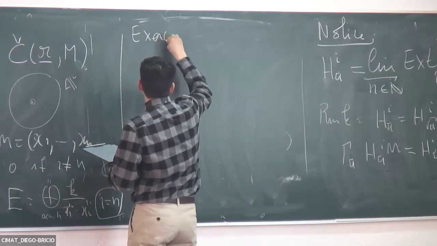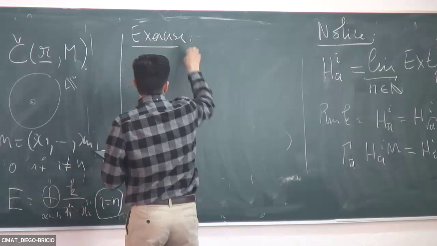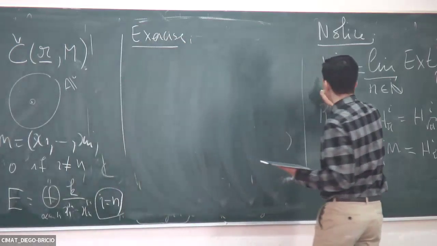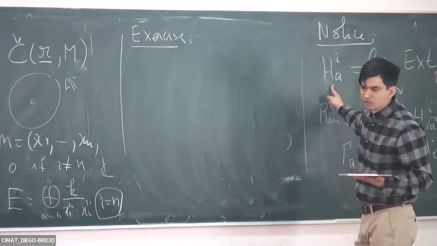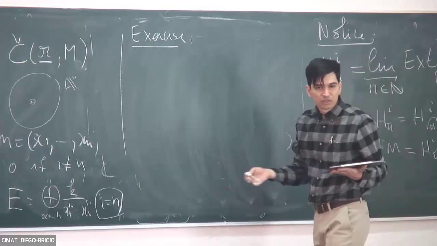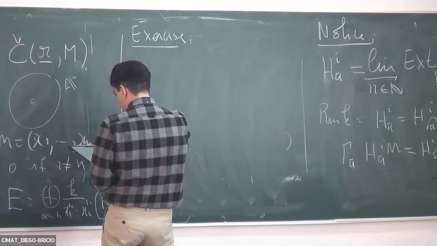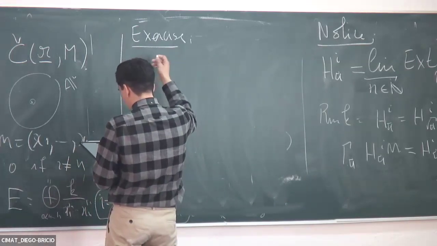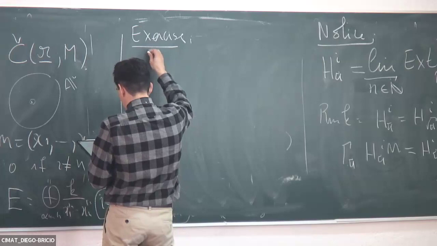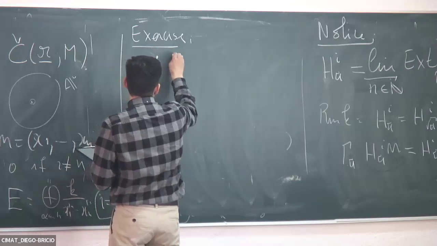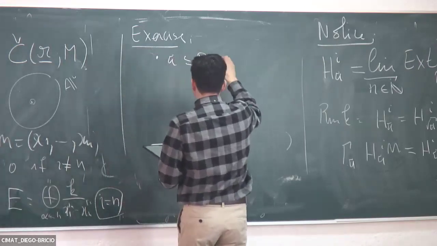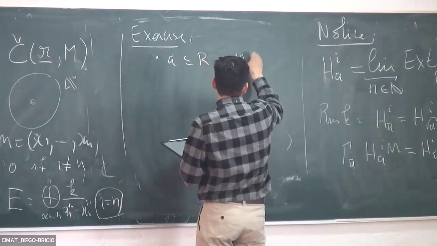I put them here as an exercise, and this is not so hard. Actually, you can prove it either using the description or using the Čech complex. So you can use either one, and this is going to follow from that. So what are the properties here? Let's take the usual thing: an ideal I, and let's take M an R-module.